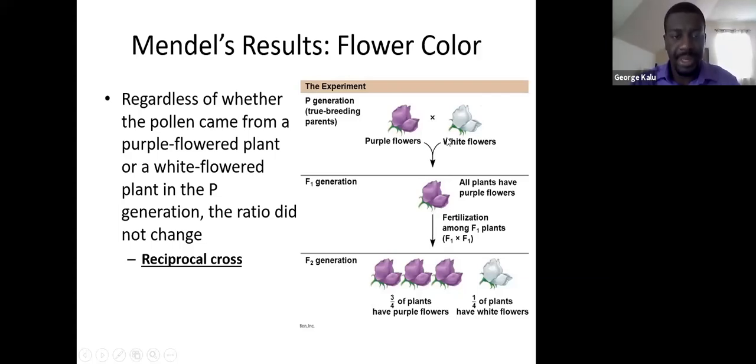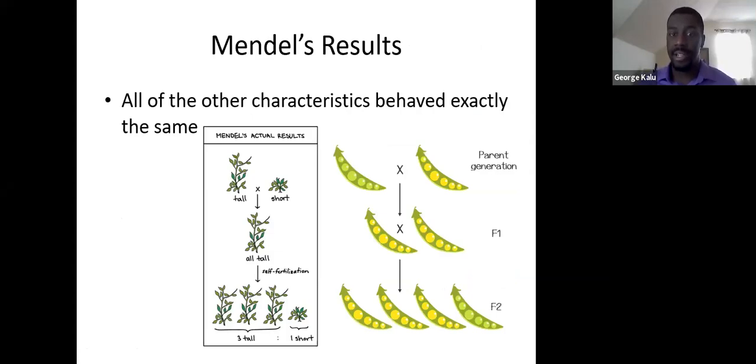So he saw the same ratios, same numbers, same results all the way across the board, regardless of where that pollen came from. So then when he started looking at the other characteristics, he saw that those same other characteristics worked exactly the same way.